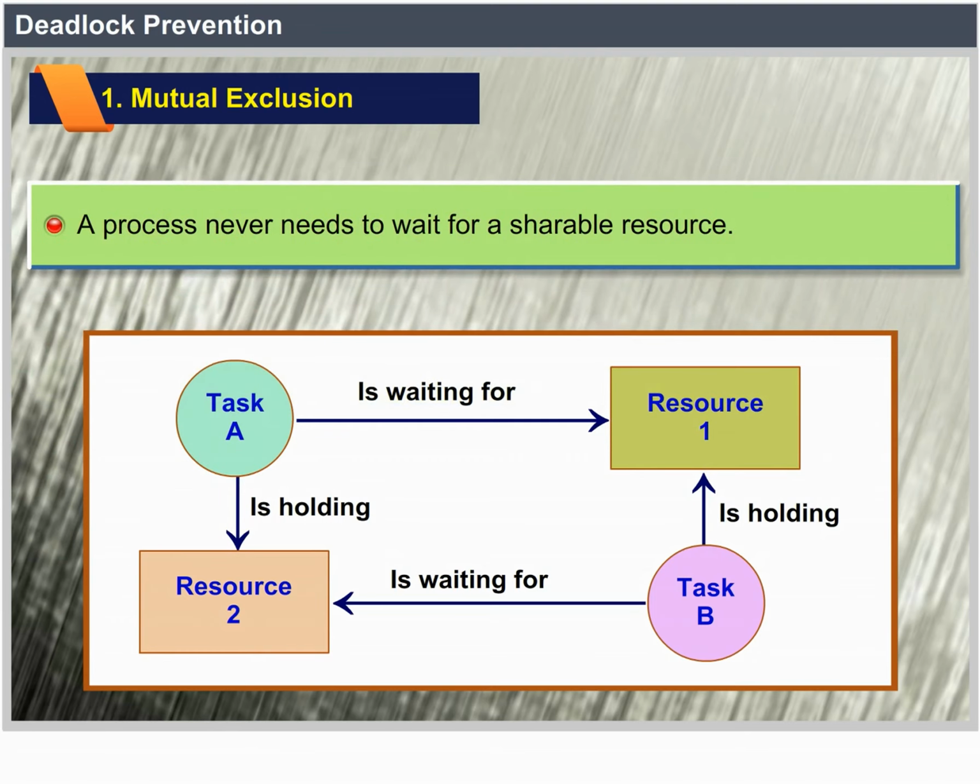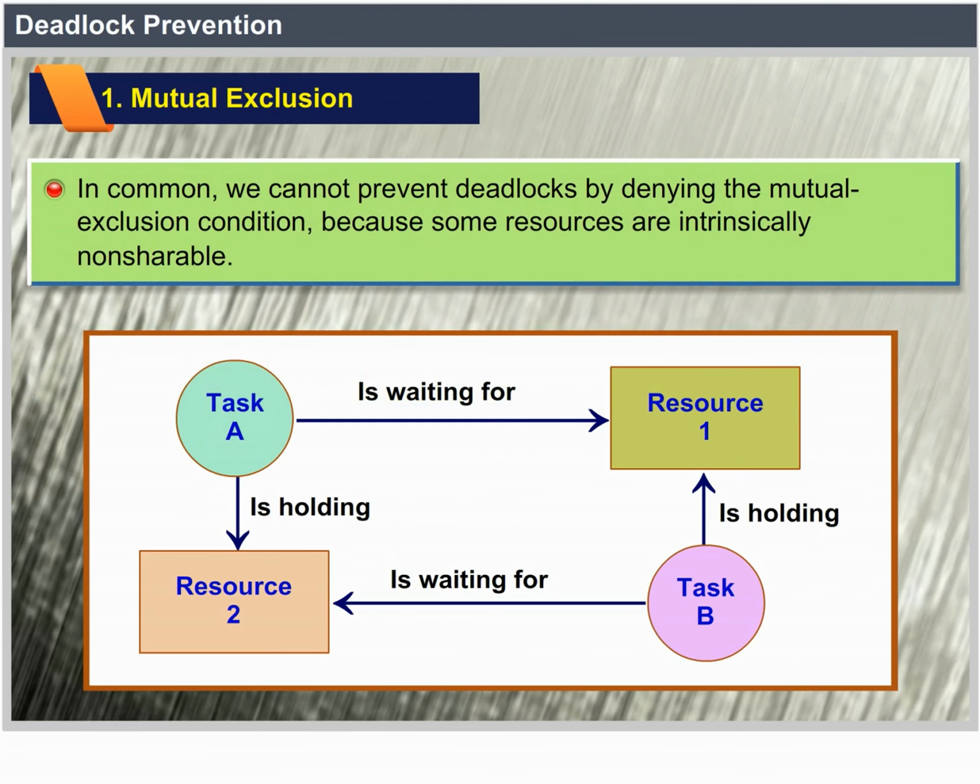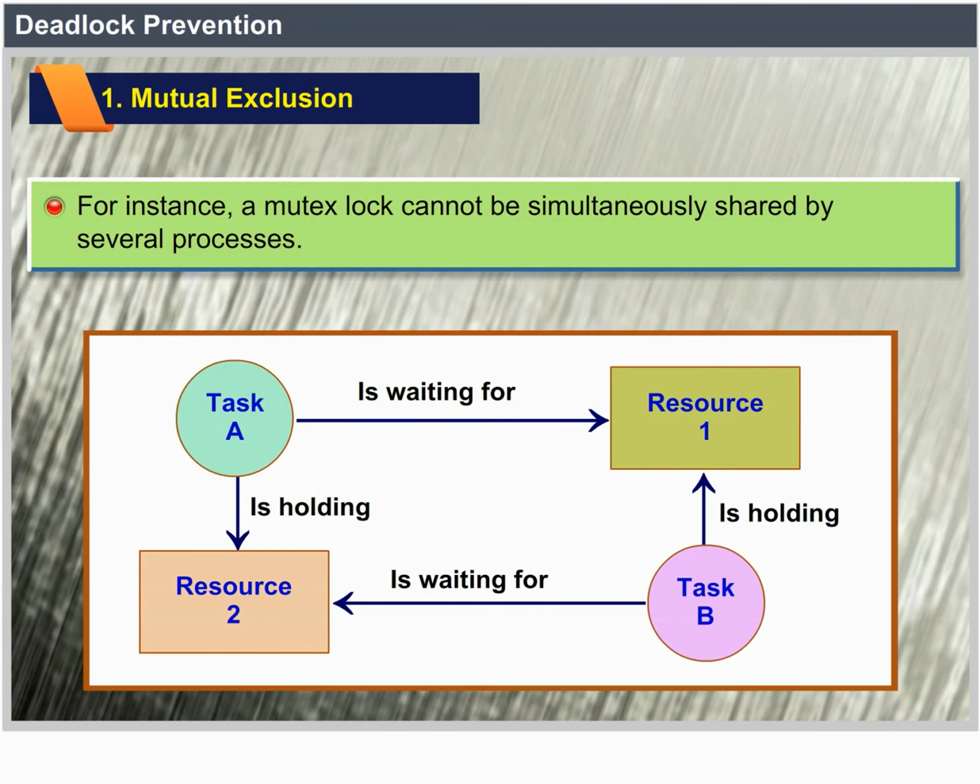In general, however, we cannot prevent deadlocks by denying the mutual exclusion condition because some resources are intrinsically non-shareable. For example, a mutex lock cannot be simultaneously shared by several processes.